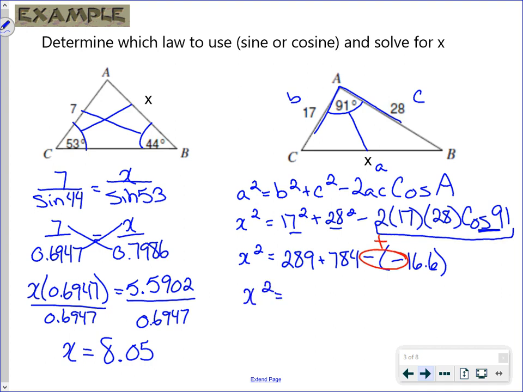So our x squared, when we add these three values together, we get 1089.6. Then we're going to take the square root of both sides, and the length of x equals 33.